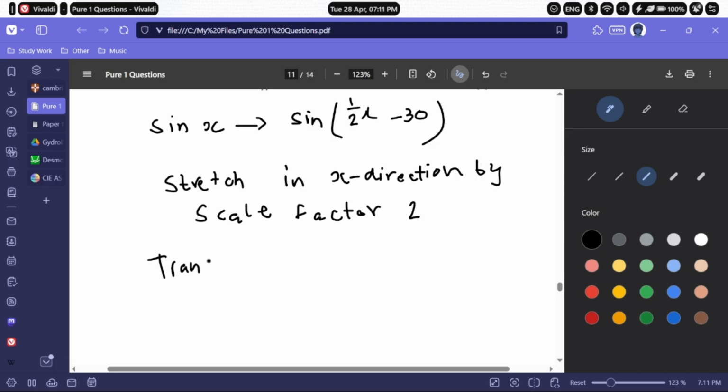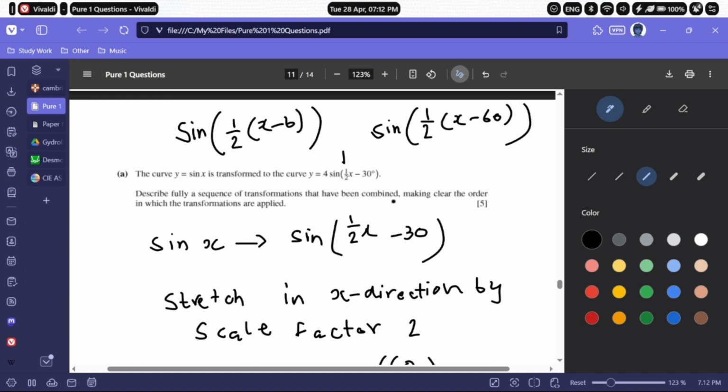translate. My laptop is fighting me again. This is really annoying. Okay, translate by 60, 0 units. My handwriting is really bad, excuse me.